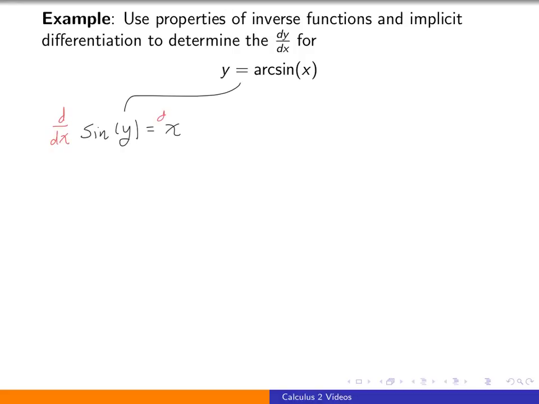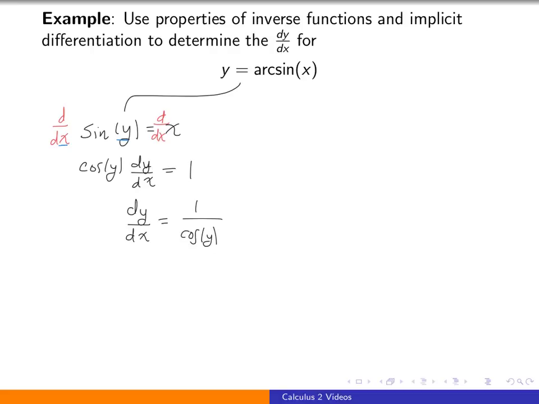The idea being, I don't know how to differentiate arcsine to get started, but I certainly know how to differentiate sine. Because it's a y variable with respect to x, the derivative is implicit. So we differentiate sine y exactly as we would like to, cosine y. Because it's an implicit derivative, we put a dy dx, and the derivative of x with respect to x is 1. So very quickly here, we have dy dx equals 1 over cosine y.